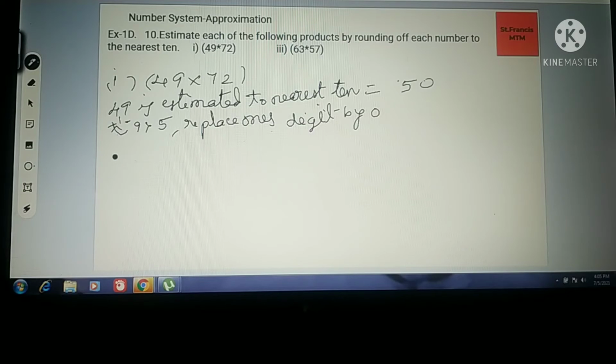Next number, see, 72. 72 is estimated to the nearest 10. To round to the nearest 10 we look at the single digit, that is the ones digit. This is clearly less than 5. So replace the ones digit with 0. What you get here? 70. Now write down the product.